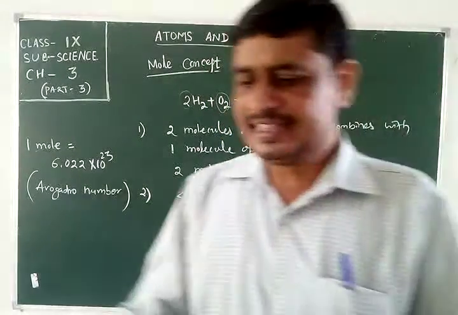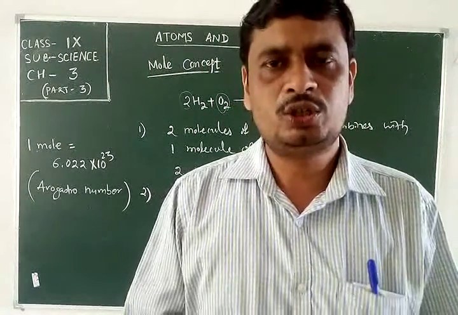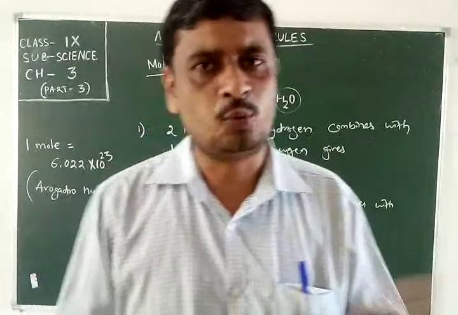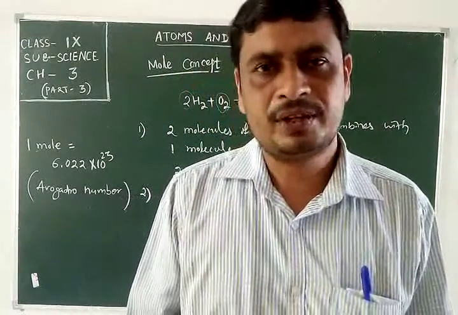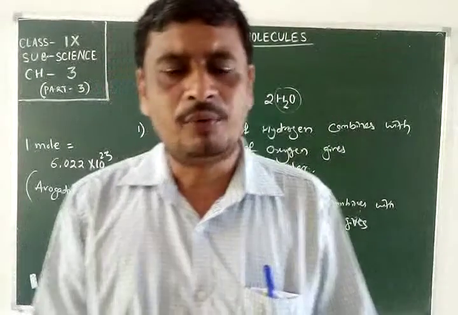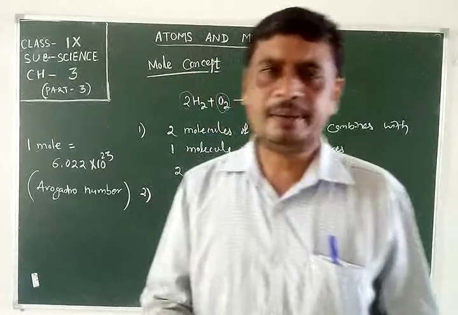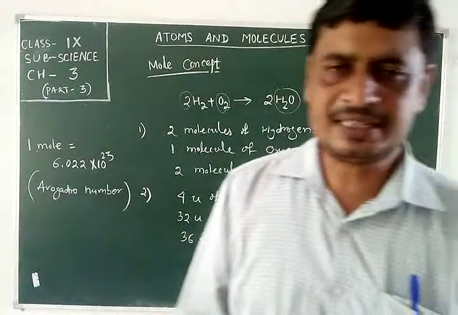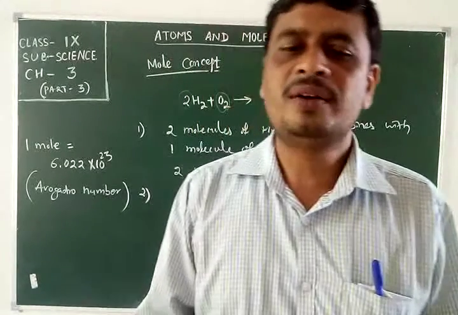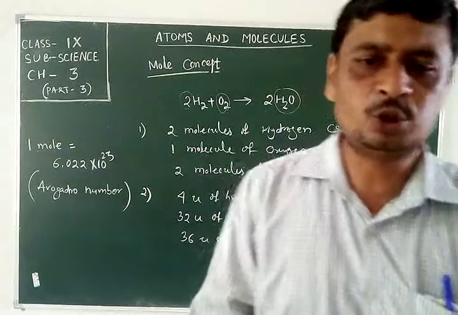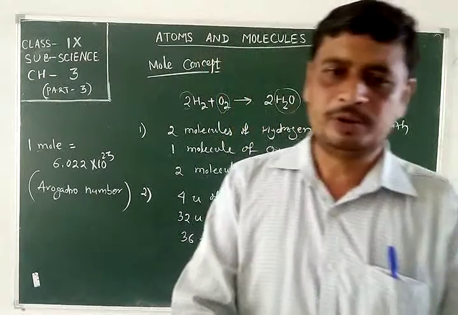Just like when we consider 12 bananas as 1 dozen bananas, 12 apples as 1 dozen apples, 144 apples as 1 gross of apples, this dozen and gross show a number of substance. Similarly, this mole also indicates a number of particles, that is 6.022 into 10 to the power 23 particles is considered as 1 mole.